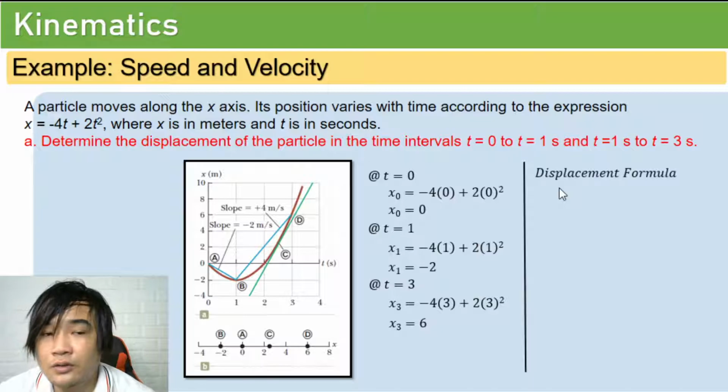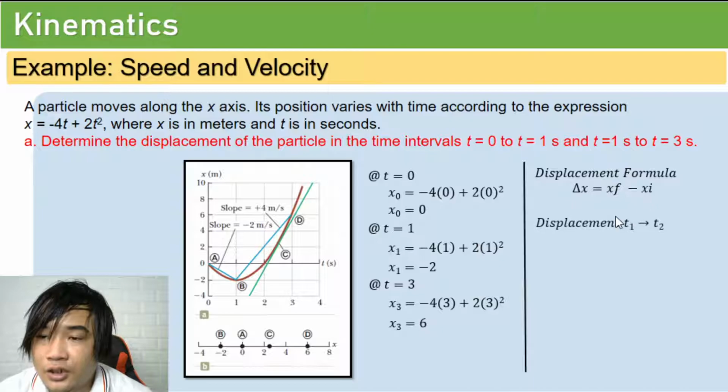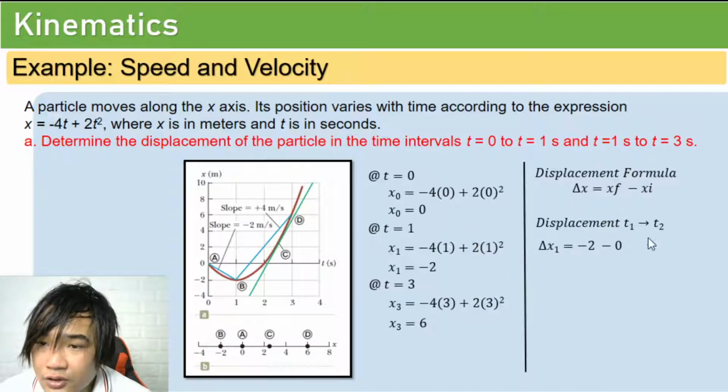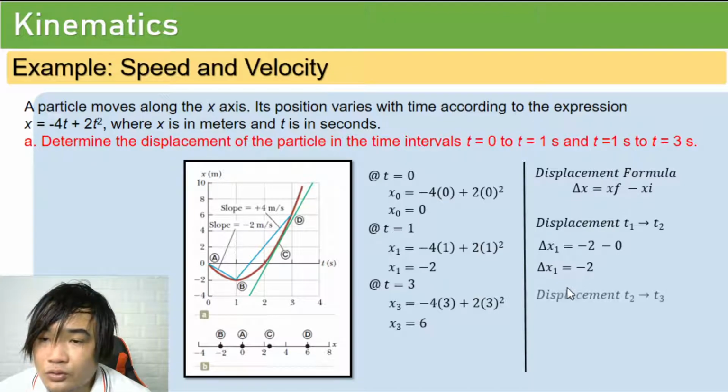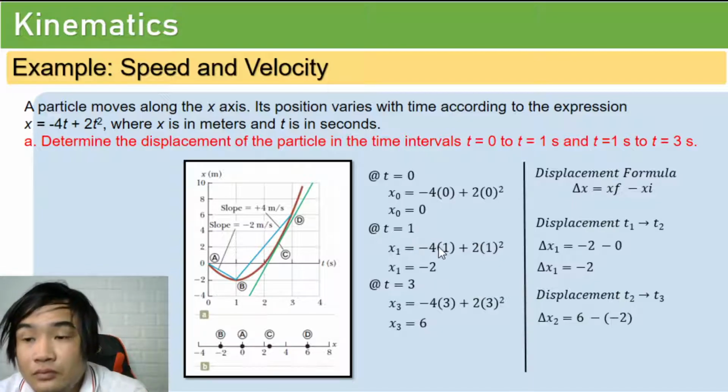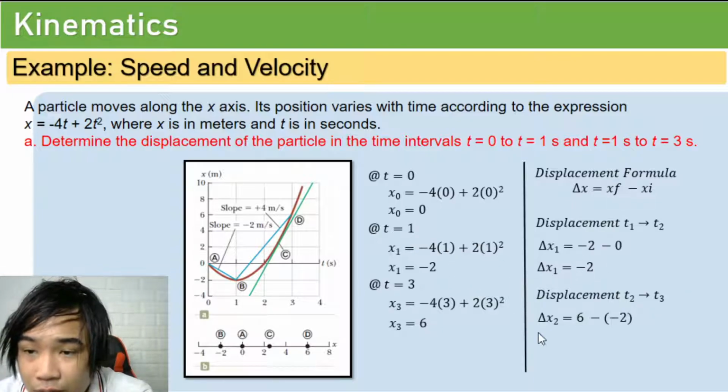Ayan. Then, dahil displacement ang hinahanap natin, so from t equals 0 to t equals 1, so displacement formula, delta x is equal to xf minus xi. So the displacement from t1 to t2, so x1, negative 2, minus x0 which is 0. So therefore yung displacement niya is negative 2. So displacement from time 2 to time 3. Yung time 2 natin is negative 2.